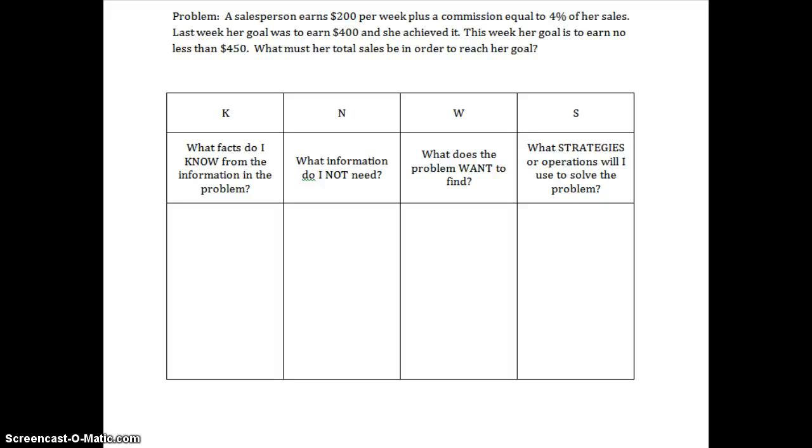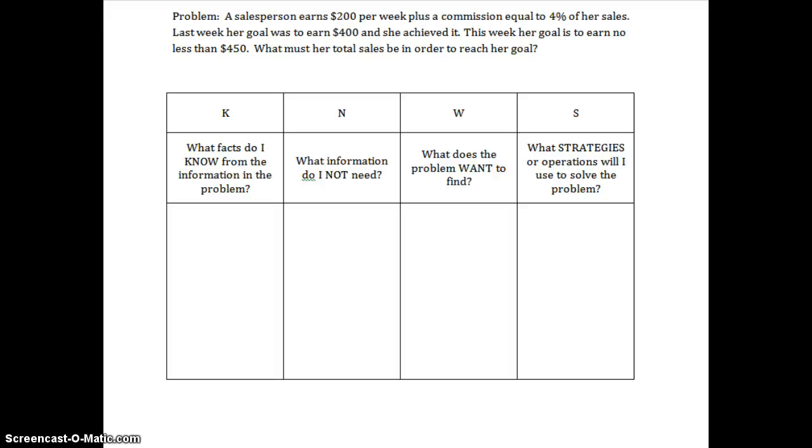A salesperson earns $200 per week plus a commission equal to 4% of her sales. Last week her goal was to earn $400 and she achieved it. This week her goal is to earn no less than $450. What must her total sales be in order to reach her goal?